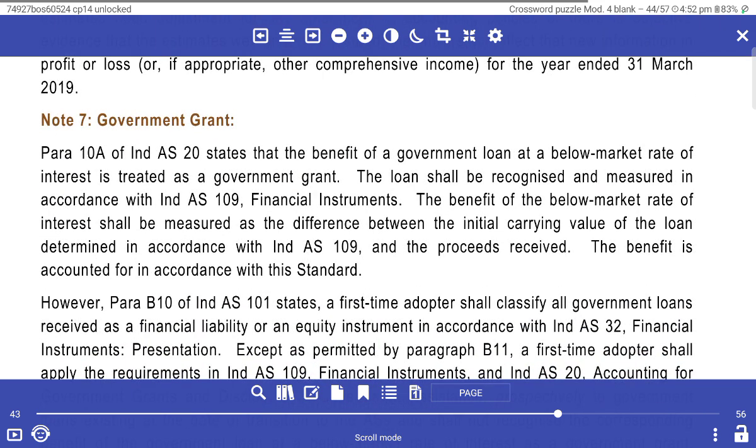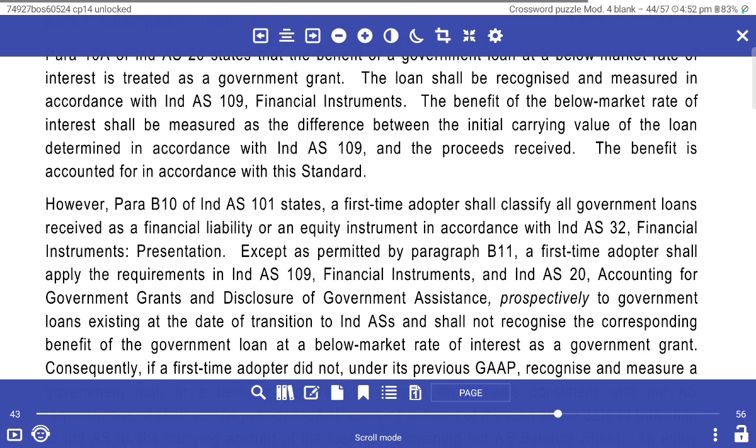Government grant: Ind AS 20, para 10A states that the benefit of a government loan at a below-market rate of interest is treated as a government grant. The loan shall be recognized and measured in accordance with Ind AS 109, Financial Instruments. The benefit of the below-market rate of interest shall be measured as the difference between the initial carrying value of the loan determined in accordance with Ind AS 109 and the proceeds received, accounted for in accordance with the standard.